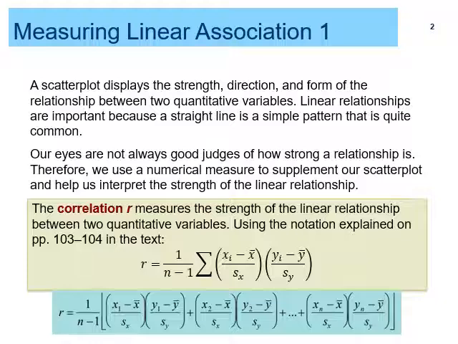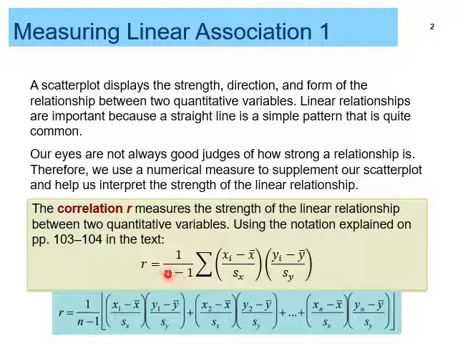Therefore, we use a numerical measure to supplement our scatter plot and help us interpret the strength of the linear relationship. The correlation, which is represented by R, measures the strength of the linear relationship between two quantitative variables. So in this formula, we can understand this R equals 1 divided by n minus 1, and this is the symbol of summation. So it is nothing but adding these terms for all the individuals.